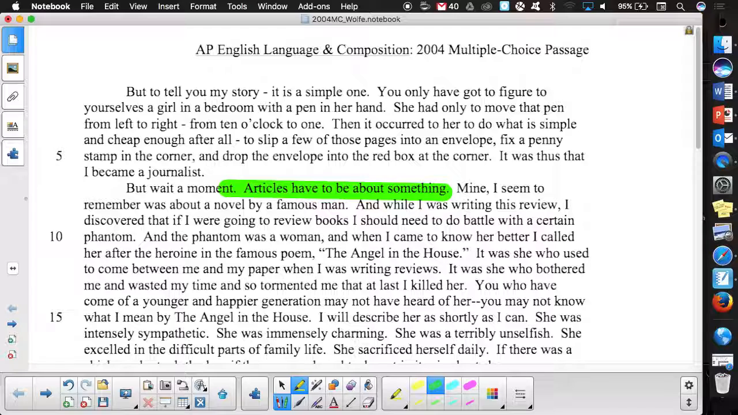Articles have to be about something. Do they now? Sean, remember that for future TWAs. We have to be about something. On December the 19th, which is a Tuesday.